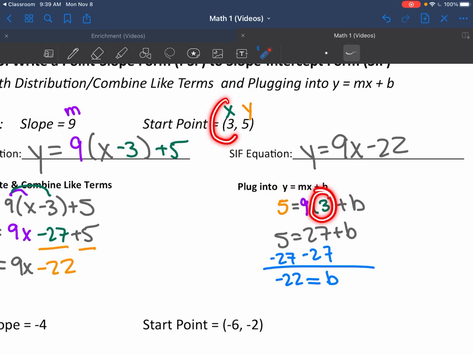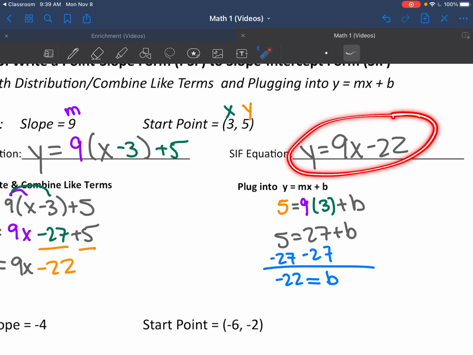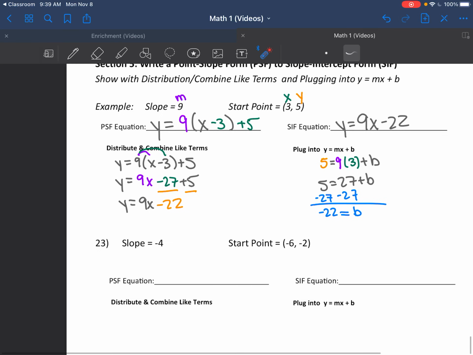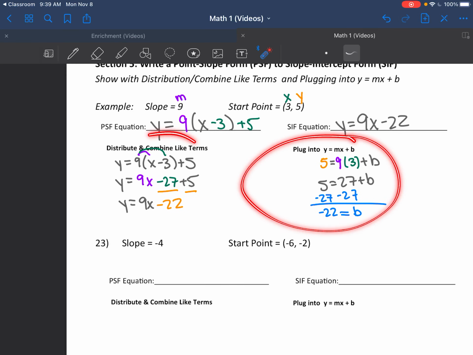Now, if you plug in, our y value is 5, our slope m is 9, our x value is 3, and it doesn't lie here because it's not going into point slope form. And then we don't know b, which is our y-intercept. So we do some mathy math. We got 5 equals 27 plus b. That 27 moves to the dark side, so it's opposite signs, which means it's no longer on the right side here. And 5 minus 27 gives us a negative 22. And look, we end up getting the same answer. I don't care which one you do, but you have to do one of these.